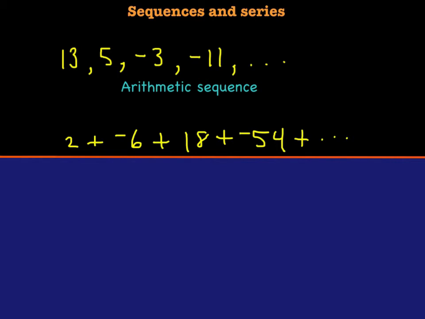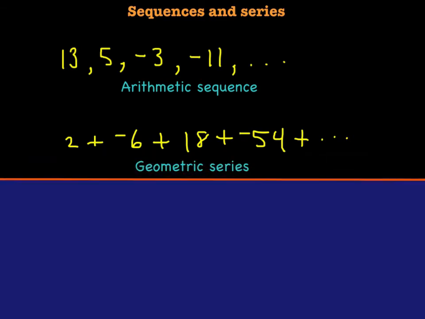Now again, this is a special kind of series. It's a series that's known as a geometric series. And the reason it's called a geometric series is because if I take -6 and divide it by 2, I get -3. And 18 divided by -6, that's also -3. And -54 divided by 18, also -3. In other words, there's a common ratio between terms in my geometric series.